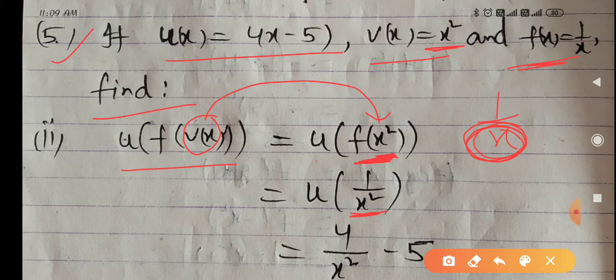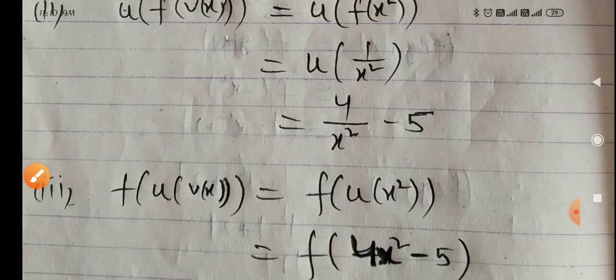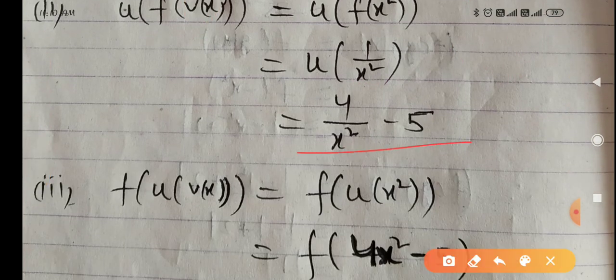Now in the function u(x), in place of x you have to put 1/x². You can see u(x) is 4x - 5. So in place of x you will put 1/x². So it will become 4 into 1/x² minus 5, that is 4/x² - 5. So this is the answer of the second part.